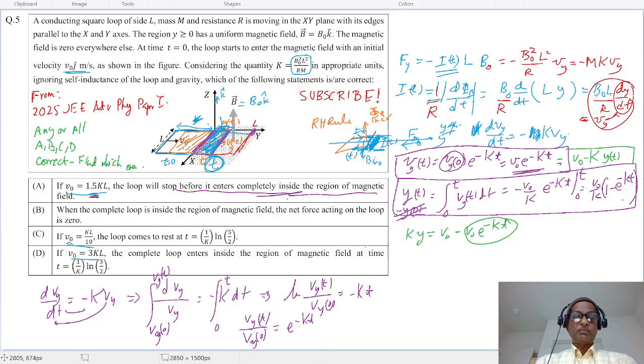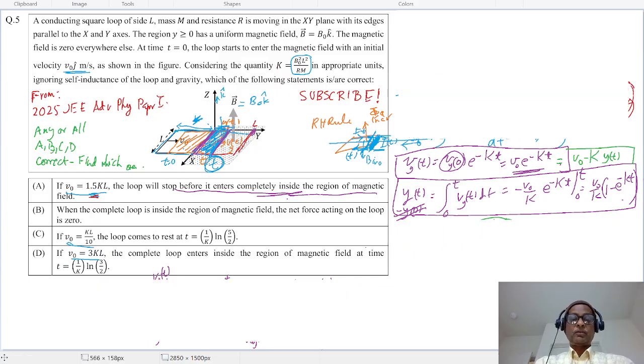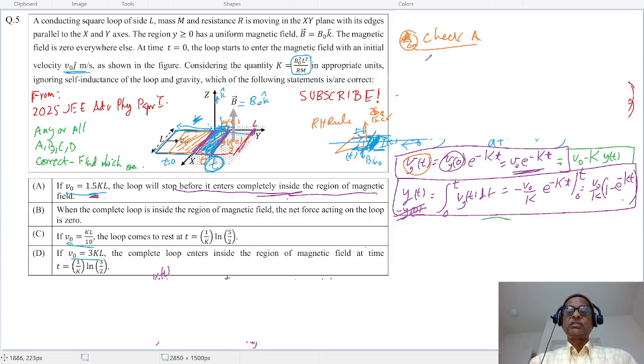Let me erase and get some more clean space, okay? Okay, so let's check A out. So if v0 is this value, what will be the y? Will y be greater than L or less than L when this thing comes to rest? So that's how I'll read this question. So 0 is 1.5 kL minus ky. So then y is equal to 1.5 L, which is much greater than L.